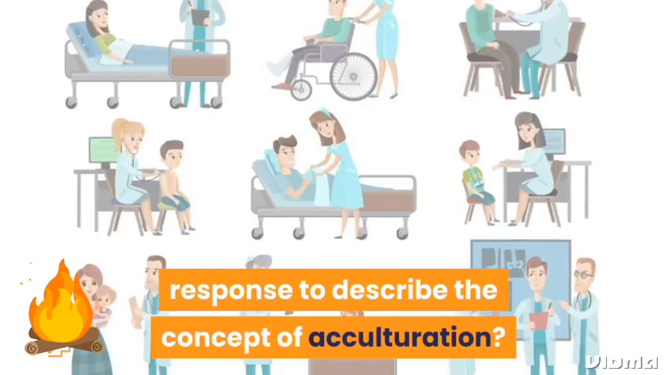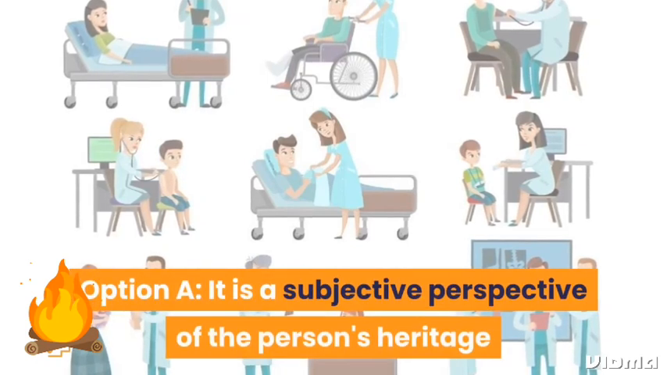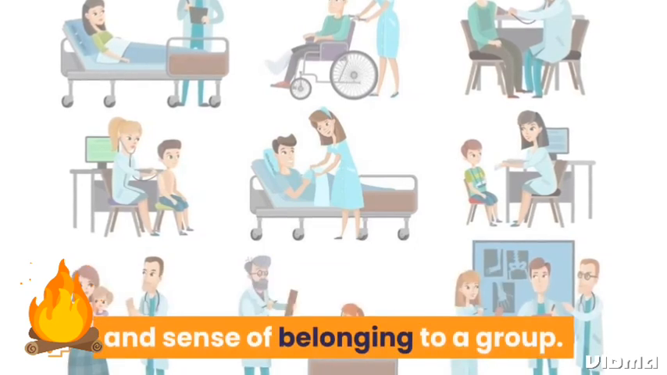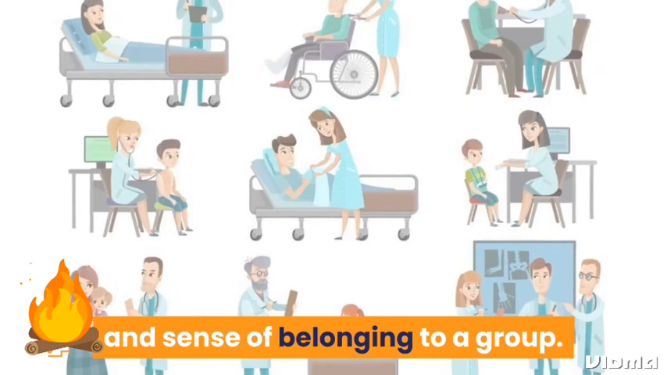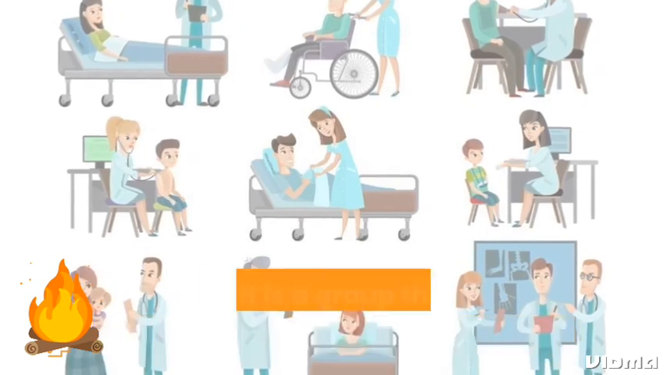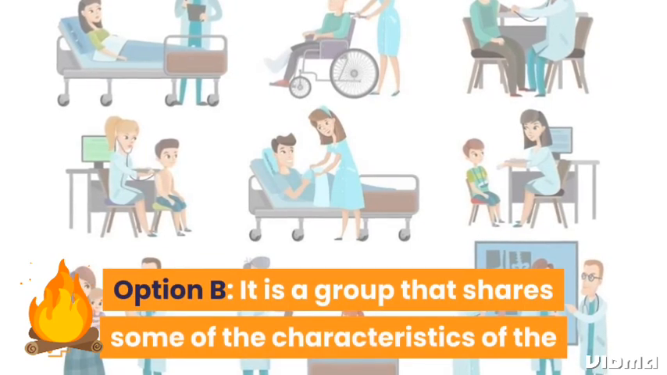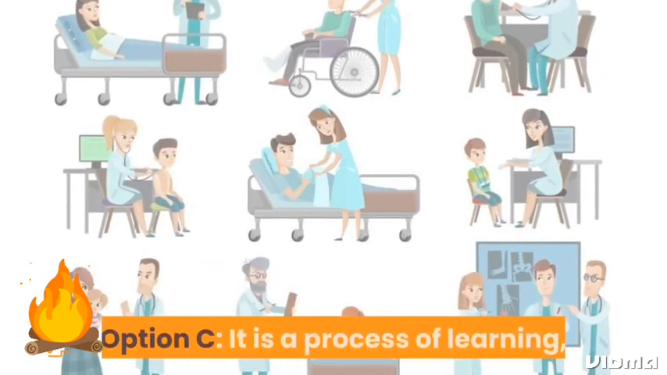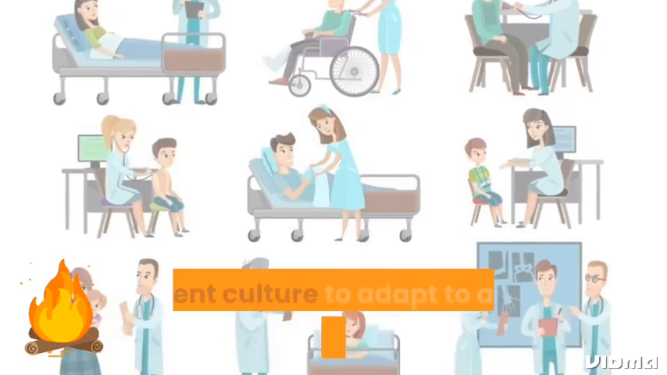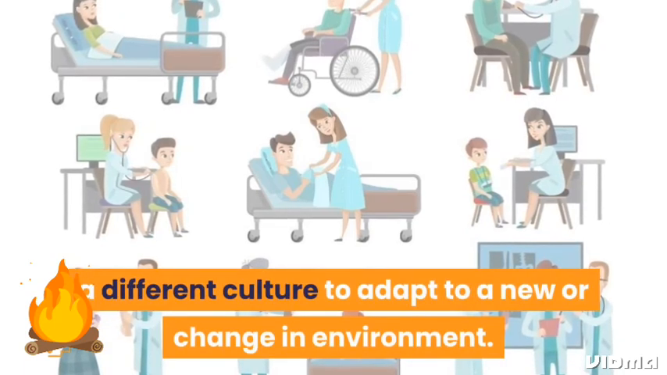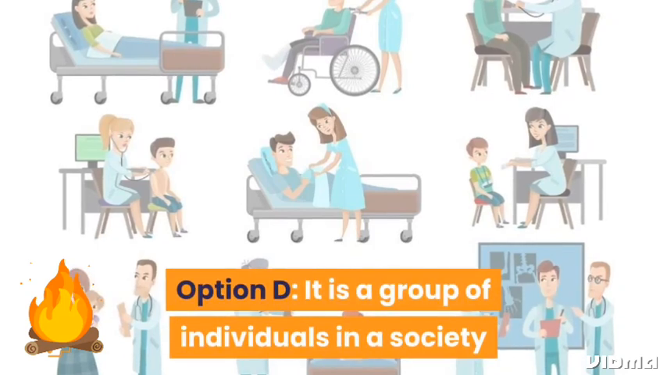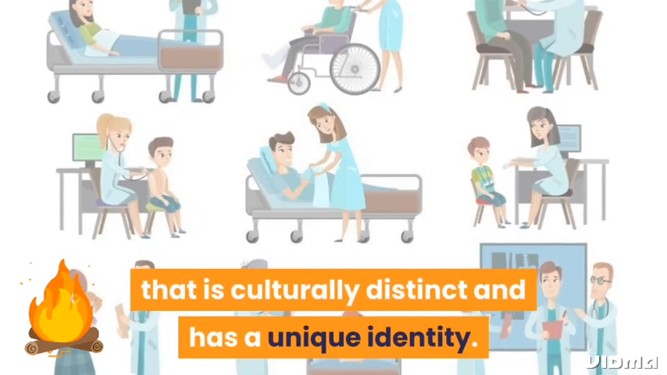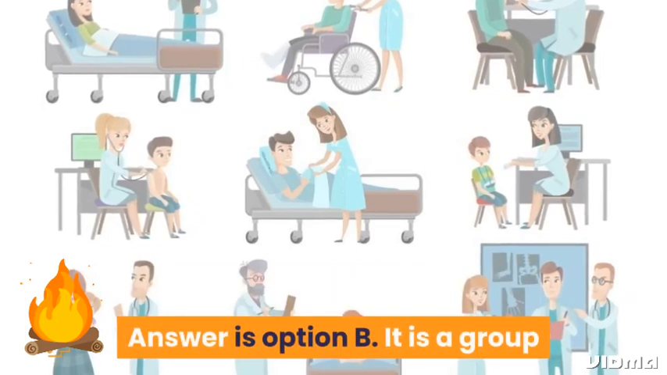Question 15. Which of the following is the most appropriate response to describe the concept of acculturation? Option A, it is a subjective perspective of the person's heritage and sense of belonging to a group. Option B, it is a group that shares some of the characteristics of the larger population group of which it is a part. Option C, it is a process of learning a different culture to adapt to a new or changed environment. Option D, it is a group of individuals in a society that is culturally distinct and has a unique identity. Answer is option B.